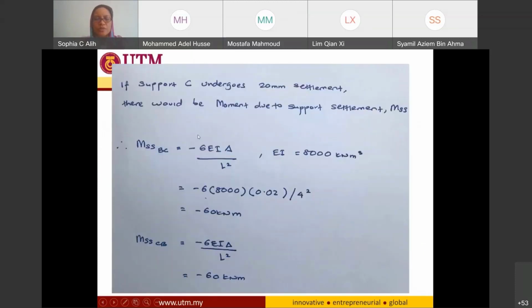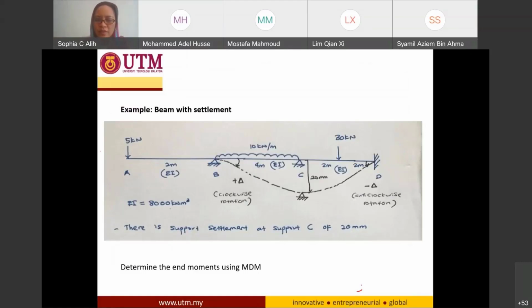And for moment due to support settlement, the calculation also is going to be similar with the slope deflection method that you have already learned so far. So the moment due to support settlement of BC is going to follow this equation, negative 6EI delta over L square. So the only difference here is the delta that you have to be careful. So if this support settled 20 millimeter downward, the deflection of the beam is going to follow this direction, right? This mode of settlement.